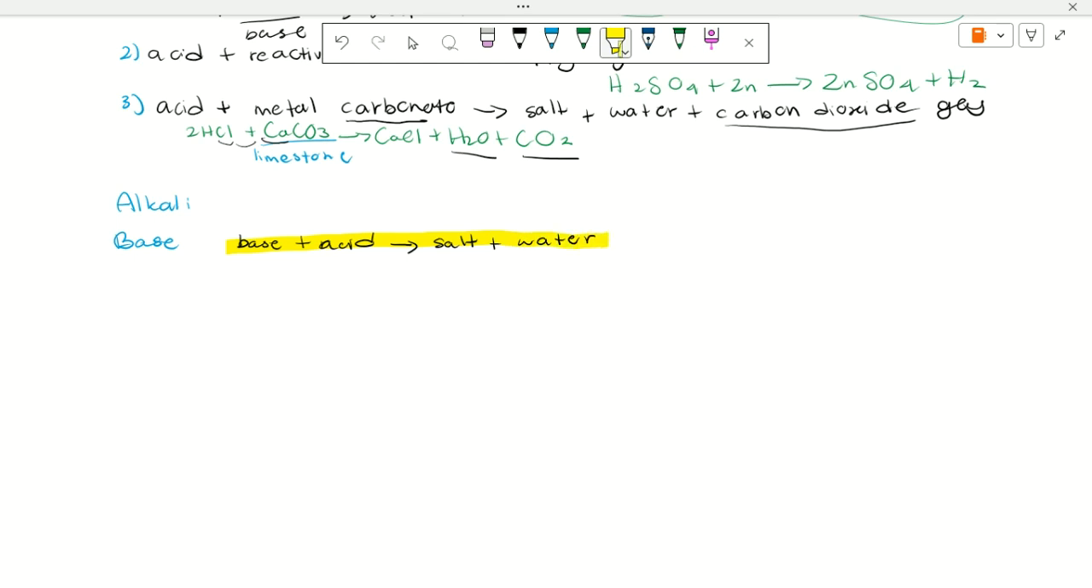So some of you guys are confused between alkali and base. Remember to ignore the differences first. Just focus on this first. So base is a substance that reacts with acid to produce salt and water.